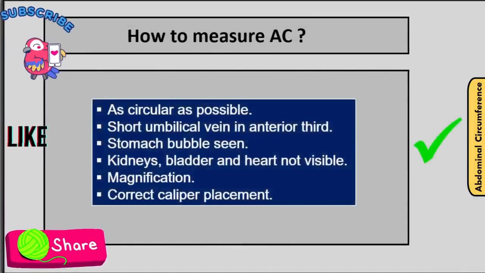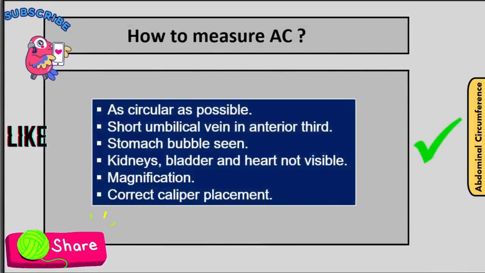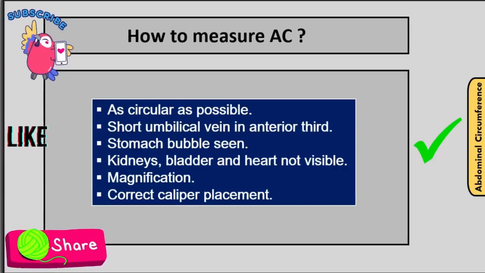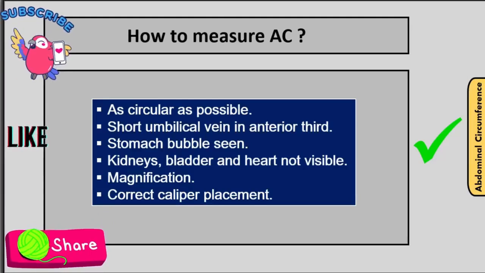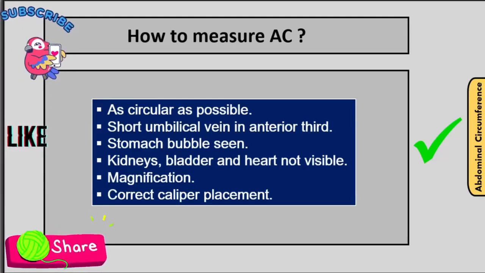So, to remember, in abdominal circumference measurement, obtain section as circular as possible. Short umbilical vein in anterior third. Stomach bubble should be seen. Kidneys, bladder and heart should not be visible. Magnification is important. And correct caliper placement is essential.